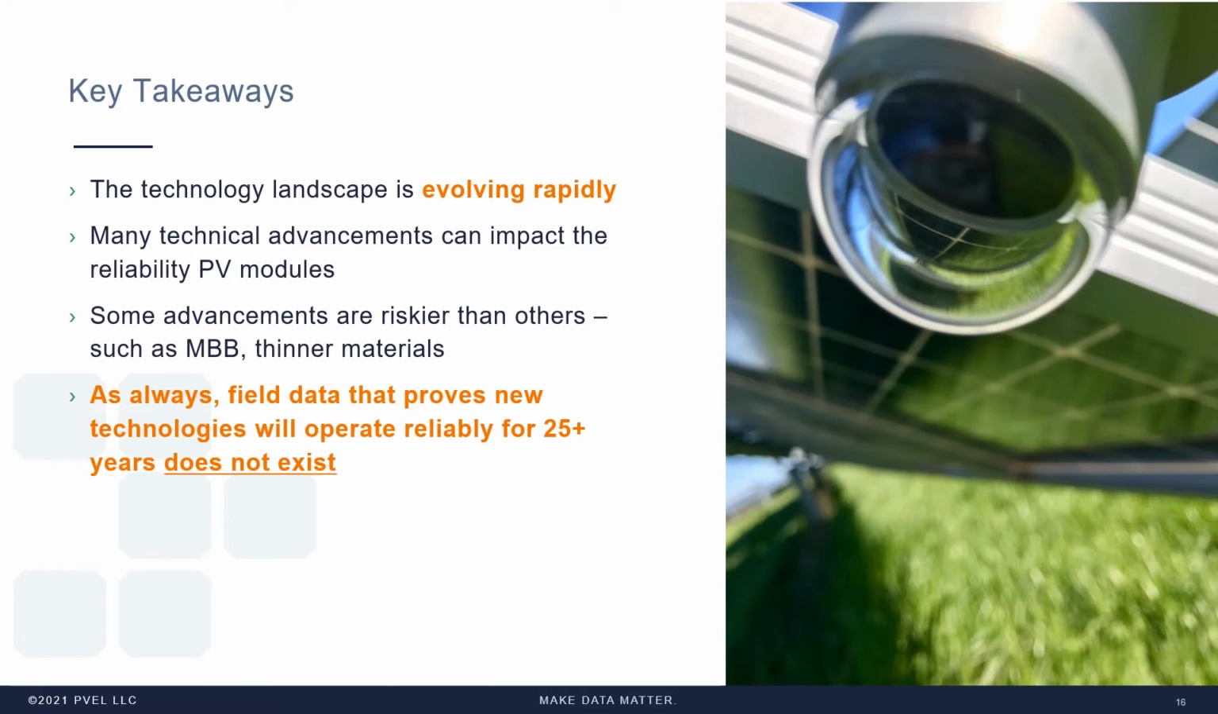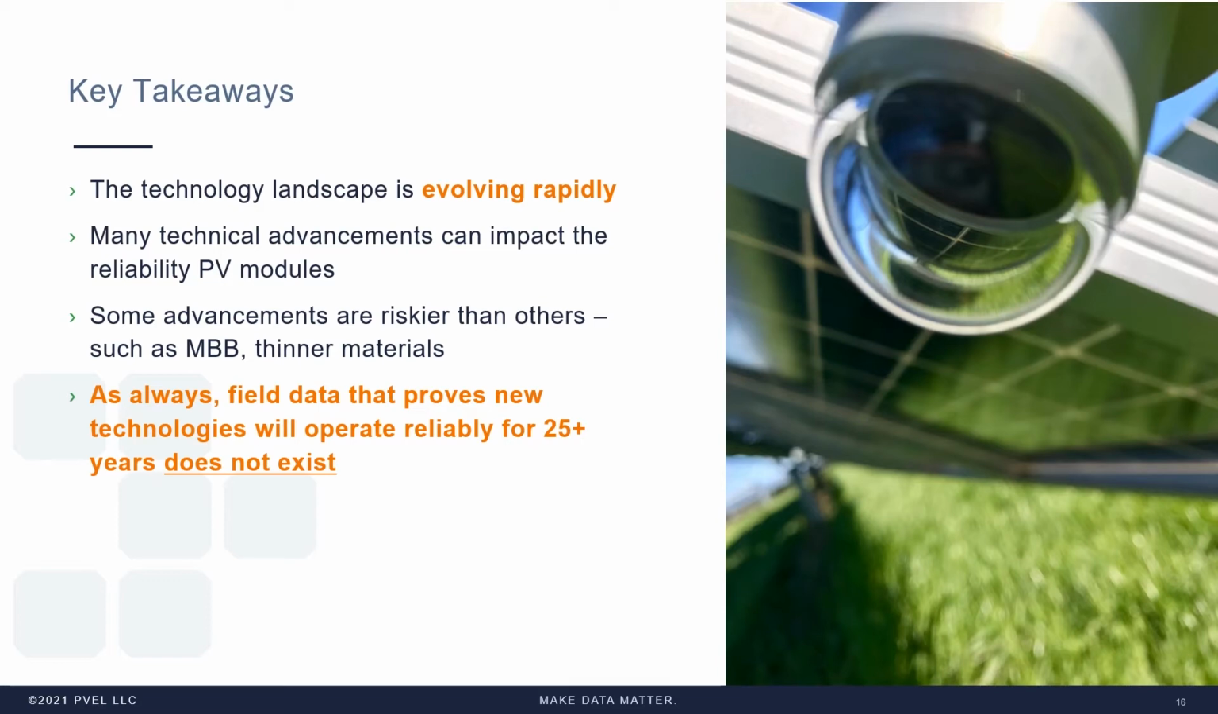So, in summary, the technology landscape is evolving rapidly. There is more technological advancement happening in solar PV modules than there has been in probably the past decade or probably the past 20 years.